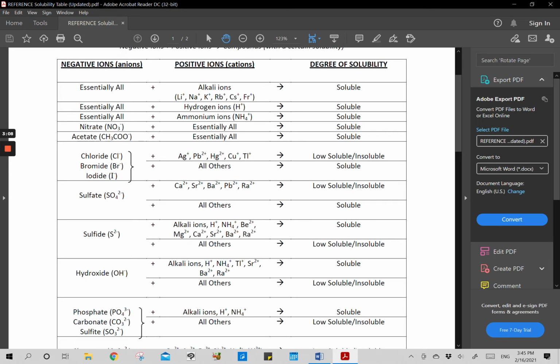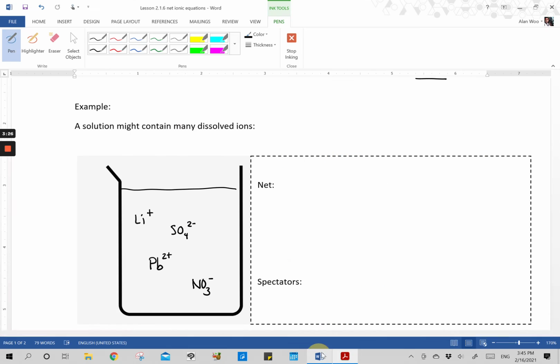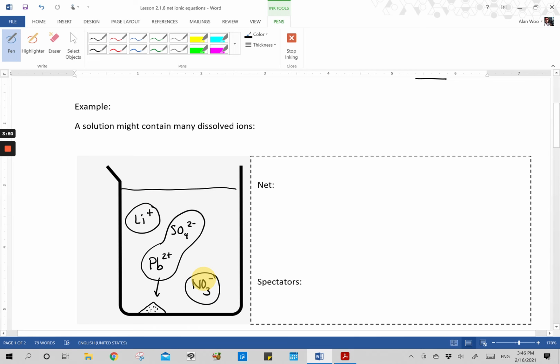So that really leaves us with SO4, and if we look over here, SO4 plus Pb gives you low solubility or insoluble. This means the two combined, when mixed together, will form a precipitate. So going back to our little diagram here, these two help to form a precipitate. When they combine, they will form a solid substance at the bottom of our beaker. Okay? These two do nothing. They're not actually involved in making that precipitate.